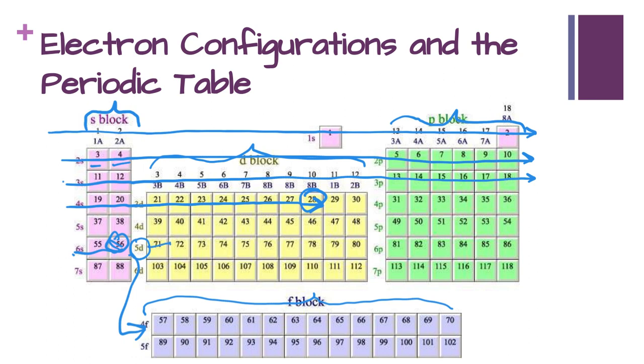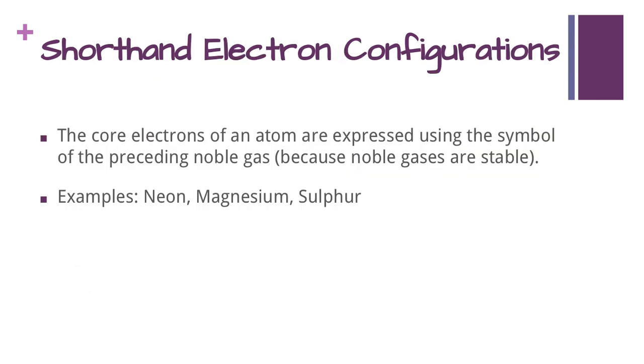And then it goes back into 5d10 and then 6p6. So it's a nice way to get those really, really weird electron configurations. You can also write shorthand electron configurations. Essentially, you're taking the core of the electrons and stating them as the preceding noble gas, because noble gases are stable.